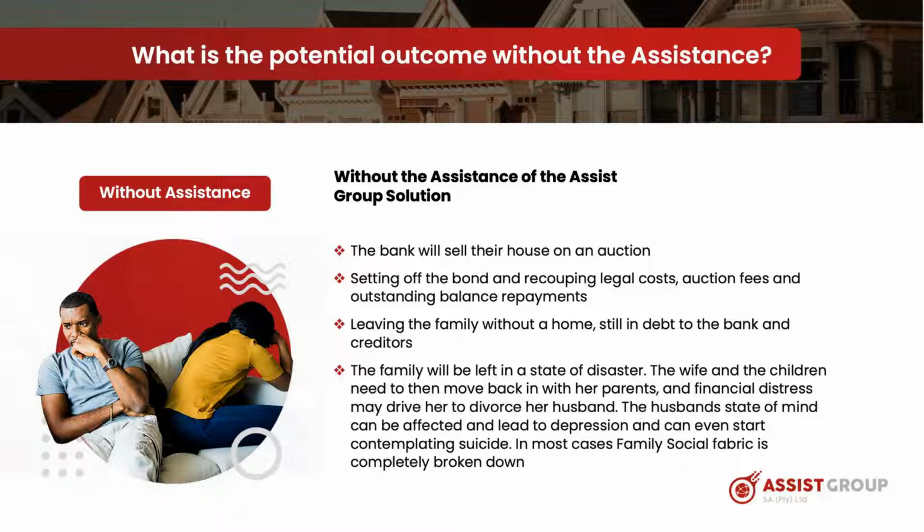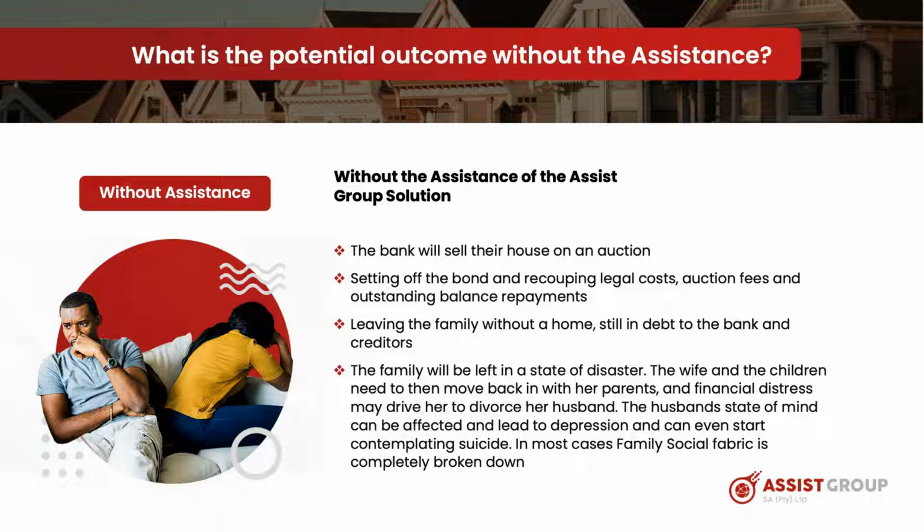So what is the potential outcome without the assistance of the Assist Group solution? The bank will sell their house on an auction, settling the bond and recouping legal costs, auction fees, and outstanding balance repayments, leaving the family without a home, still in debt to the bank and creditors. The family will be left in a state of disaster.